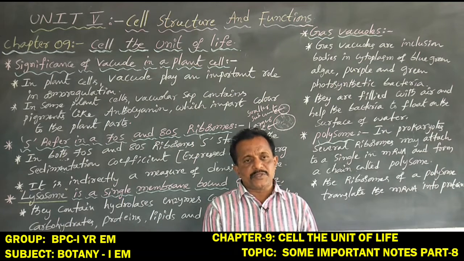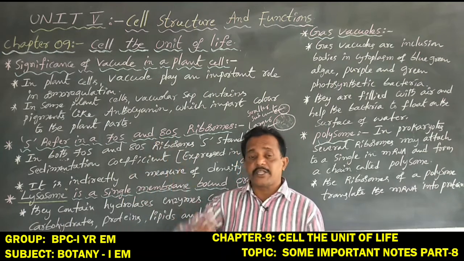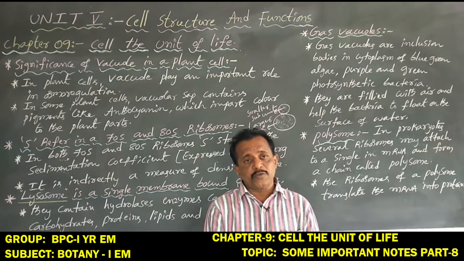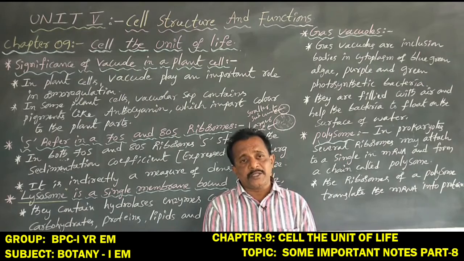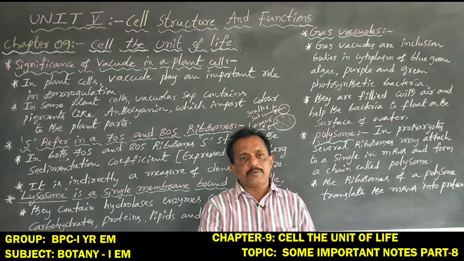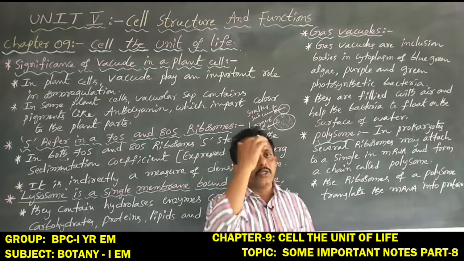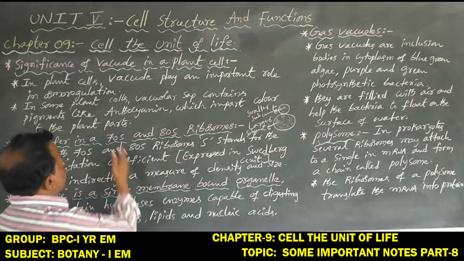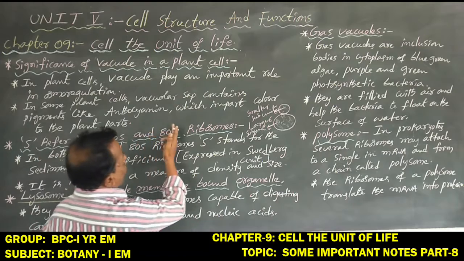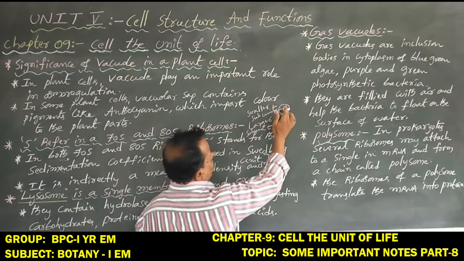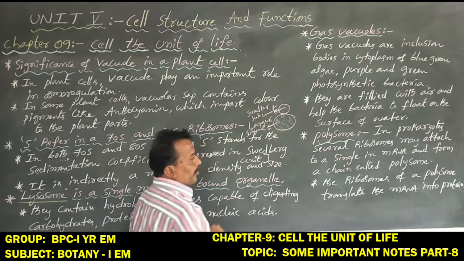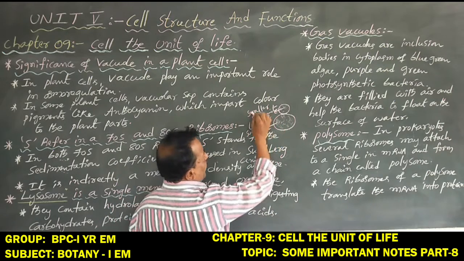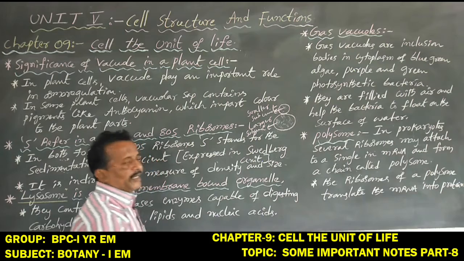One is the 70S type of ribosomes, second one is the 80S type of ribosomes. The 70S type of ribosomes are present in all prokaryotic organisms. The 80S type of ribosomes are present in all eukaryotic organisms. Anyhow, 70S and 80S ribosomes both contain two subunits, one larger subunit and another smaller subunit.